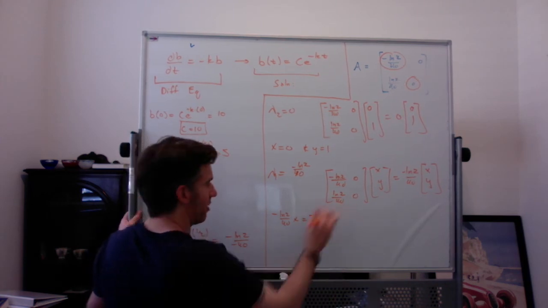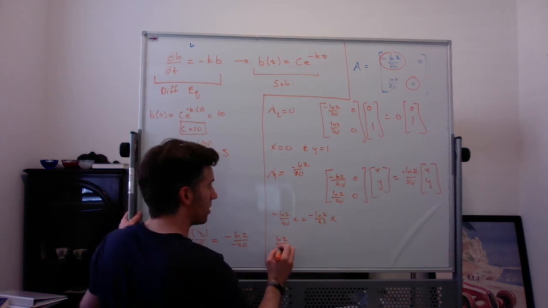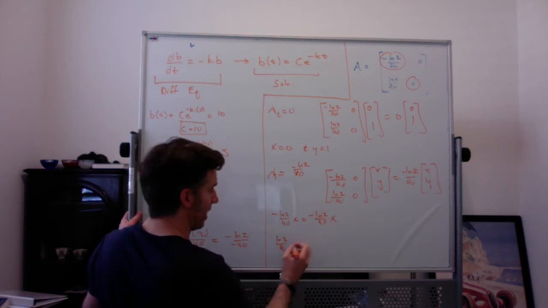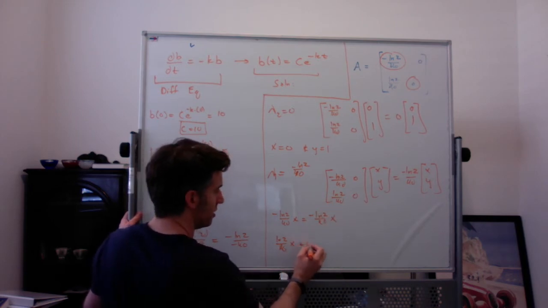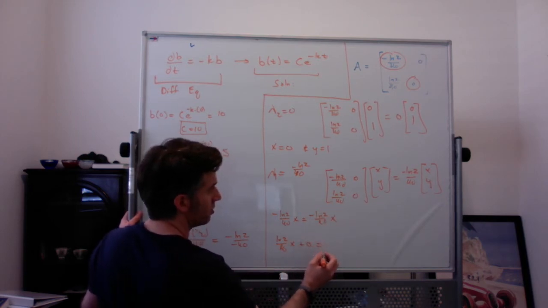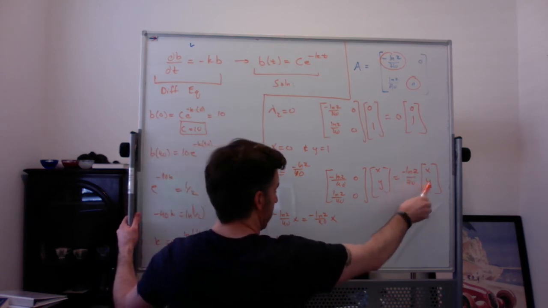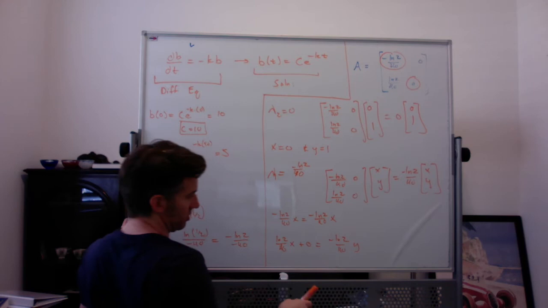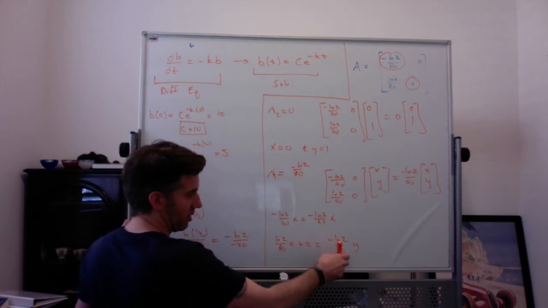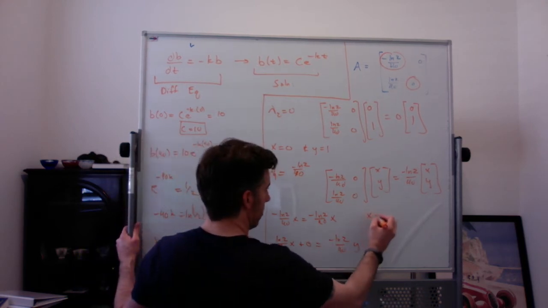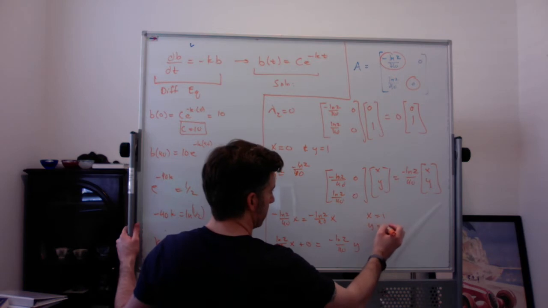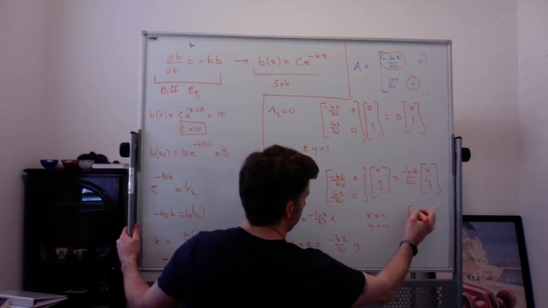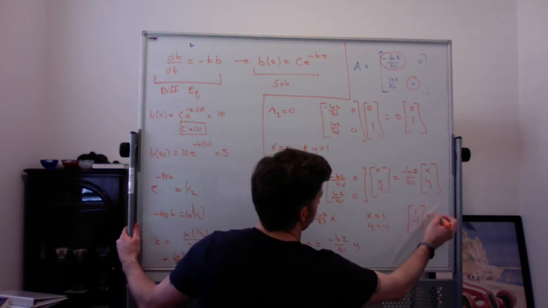But we've got natural log of 2 over 40 y. Sorry, natural log of 2 over 40 x times 0 equal to negative natural log of 2 over 40 times y. So that tells me that x is equal to negative y, meaning x could be 1 and y would have to be negative 1. So our first eigenvector is 1, negative 1.